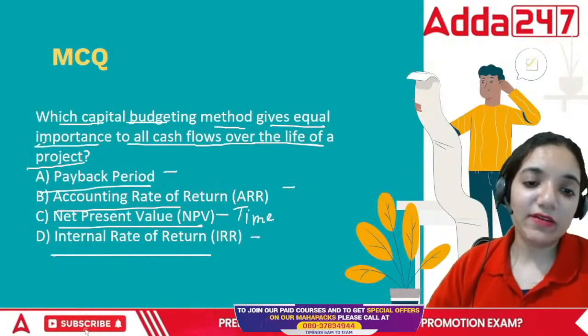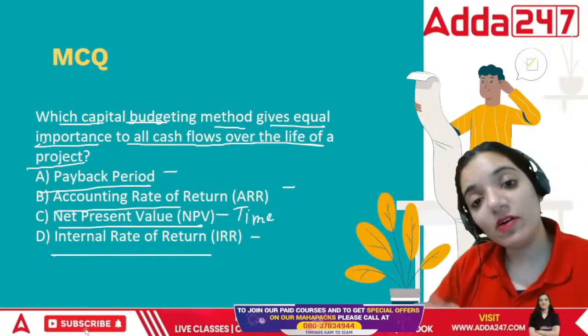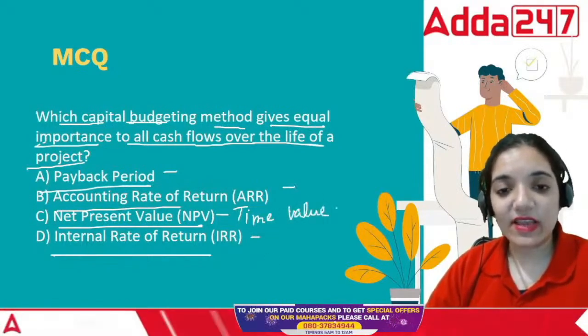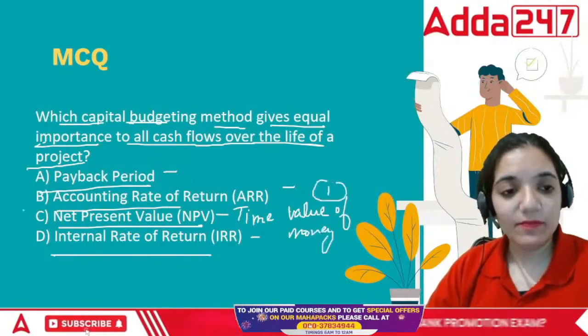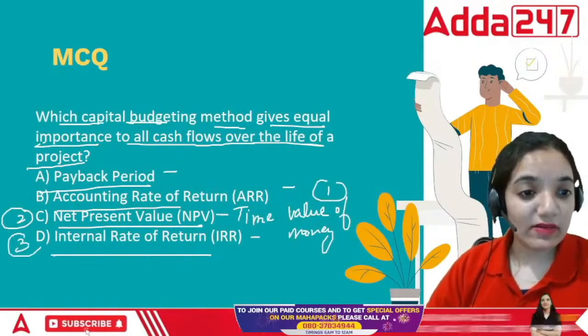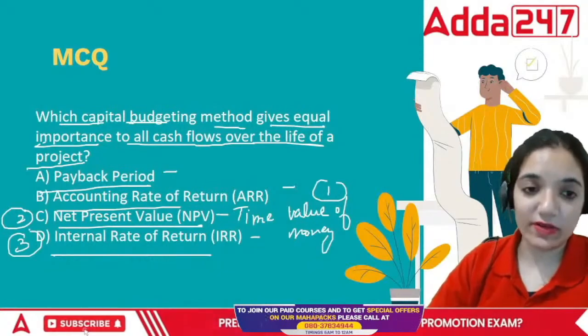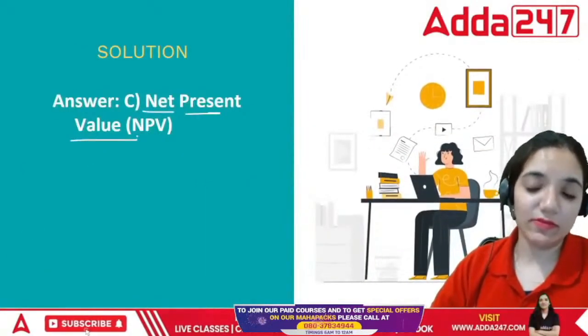Internal rate of return is another sibling of NPV. If you understand NPV, only then will you be able to see the time value of money. It starts with the concept of time value of money, then you can understand the concept of net present value, and the third is internal rate of return. Ultimately, we'll have to go with the internal rate of return. So in this case, it is net present value.